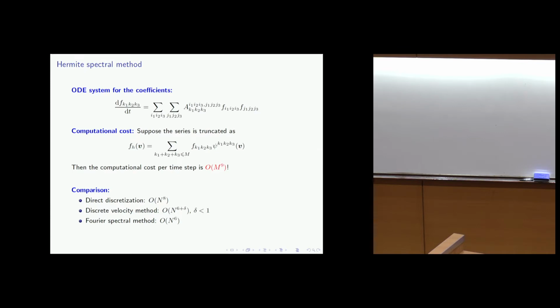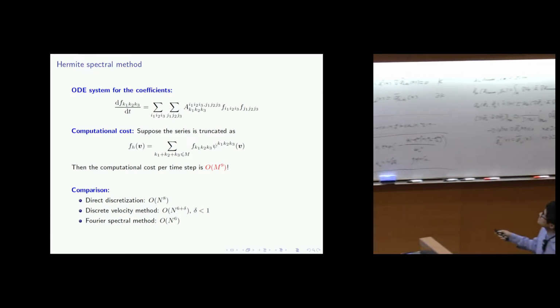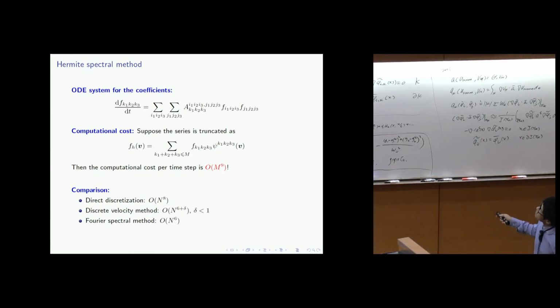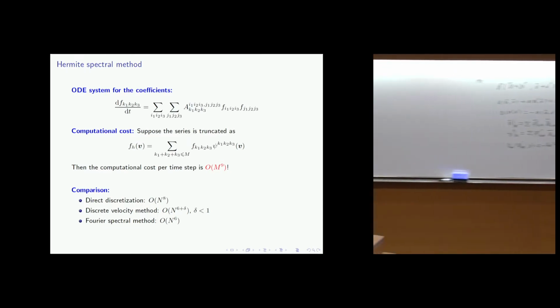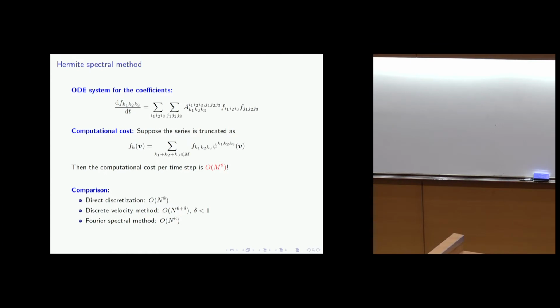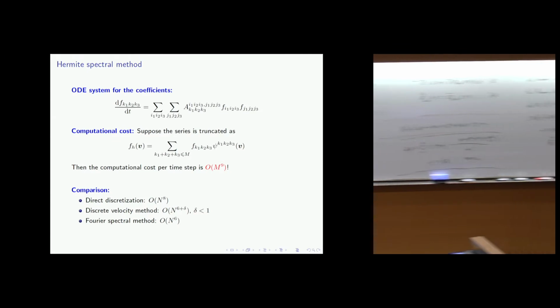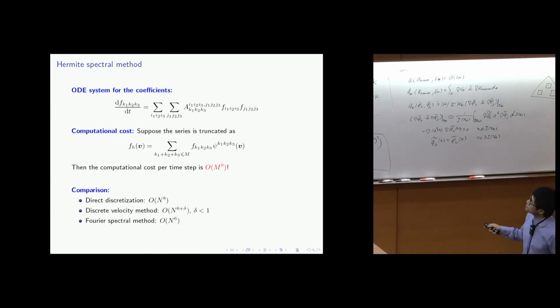Okay, now I want to compare this computational cost with the computational cost of other methods. For example, if I don't do anything, I just apply a direct discretization. As I told you, the computational cost is like O(n) to the power of 8. And we introduced 2 other methods. The first one is a discrete velocity method. I can tell you that the computational cost is like n to the power of 6 plus delta, with delta less than 1. Okay, and another one, Fourier spectral method.